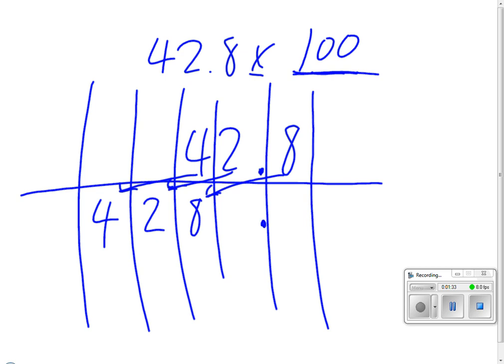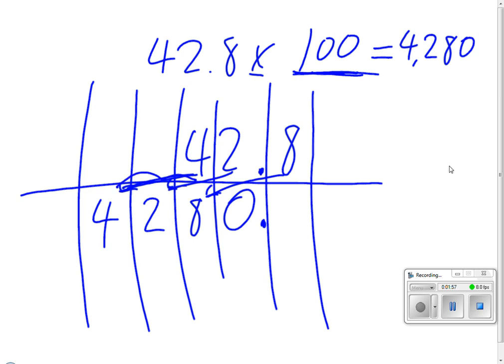Notice, though, my decimal point is still here, which means that I need to put a 0 there in the 1's place. So 42 and 8/10 times 100 is 4,280. Okay, and again, the important thing to remember, if we're multiplying by 100, that means it's moving over 2 places. 1, 2, just like that.